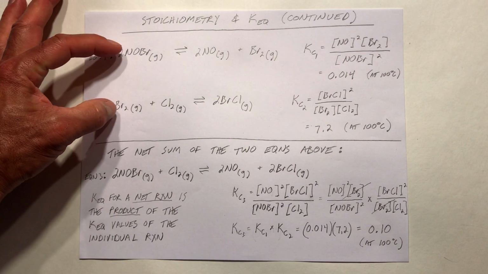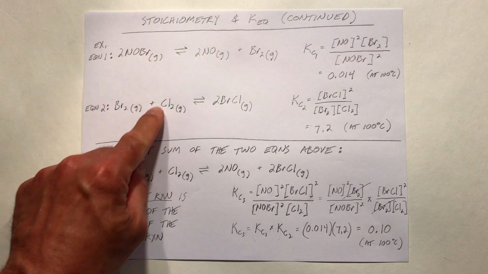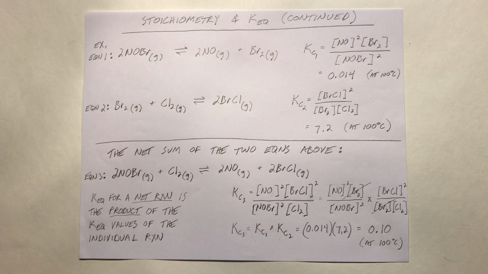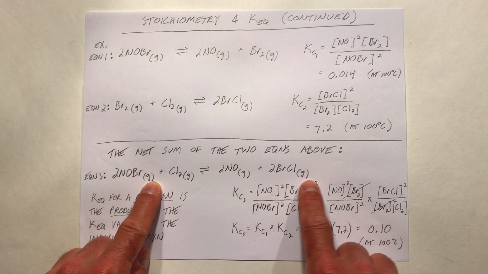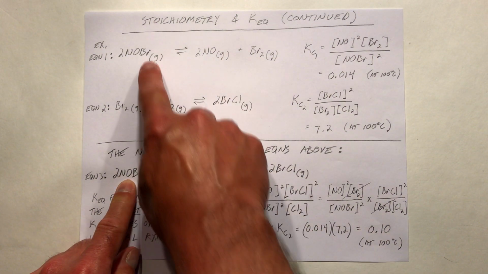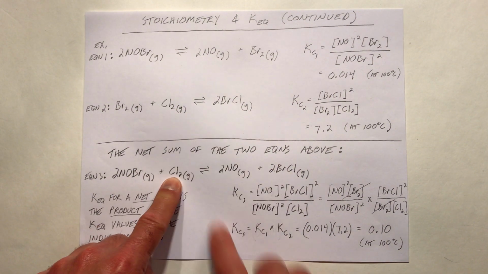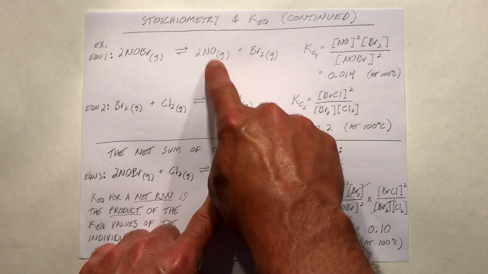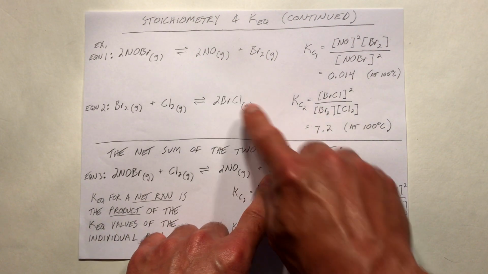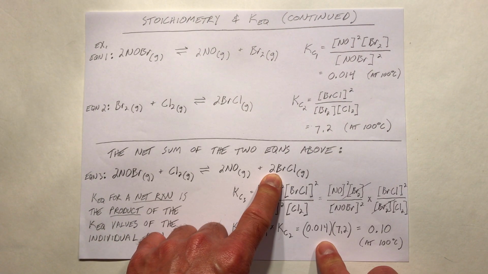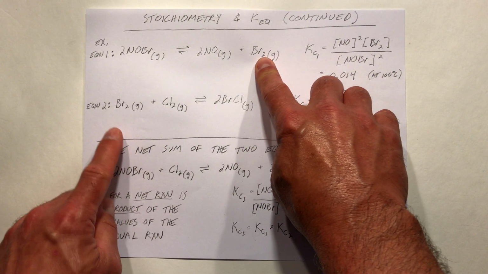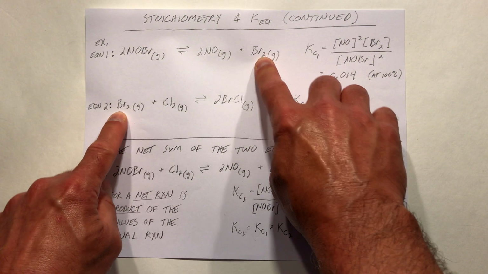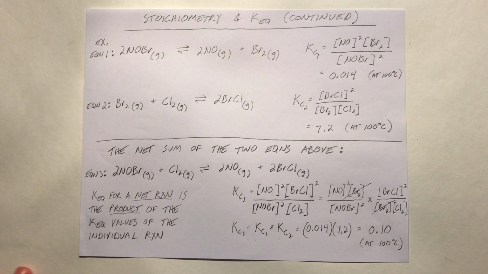Now if we sum these two reactions, in other words, if we add up all the reactants and all the products and simplify, we get this equation right here. So we have 2 NOBr and Cl2 producing 2 NO and 2 BrCl. Notice that Br2 is a product here and a reactant here. So the Br2 ends up simplifying out of the equation.